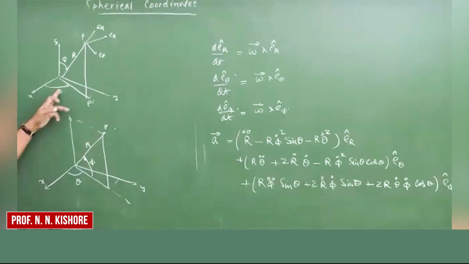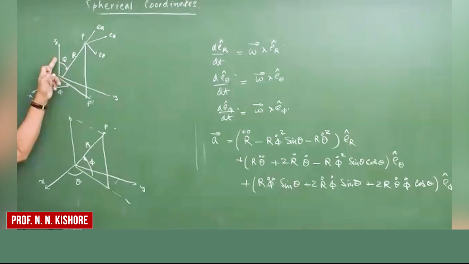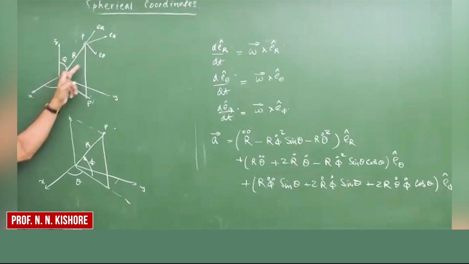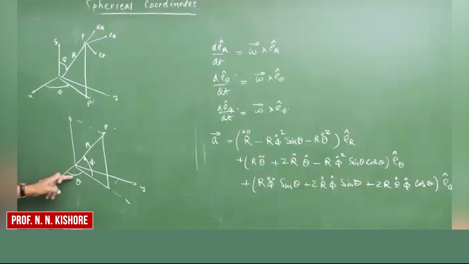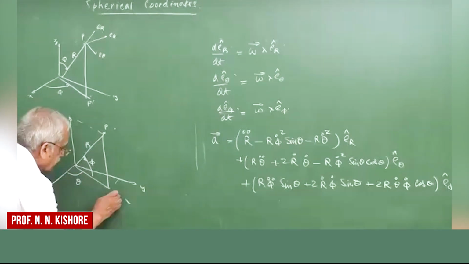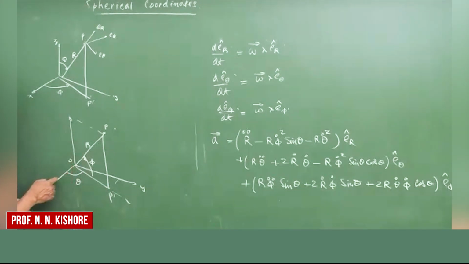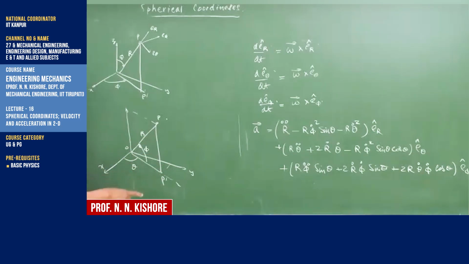There's a slight change. Here we call theta the angle from the vertical to the radial line, whereas there theta is measured from the x-axis to the projection of P on the horizontal plane. They called that phi, and phi is the elevation, the angle of elevation of R from the horizontal plane, whereas here theta is measured from this one.